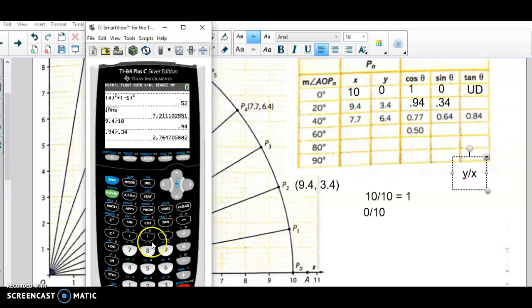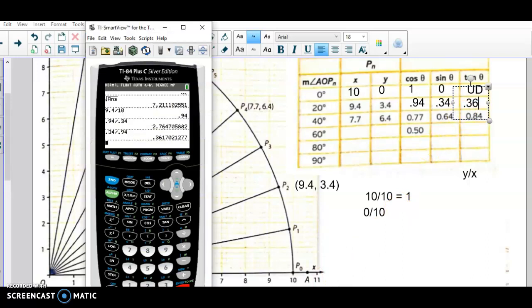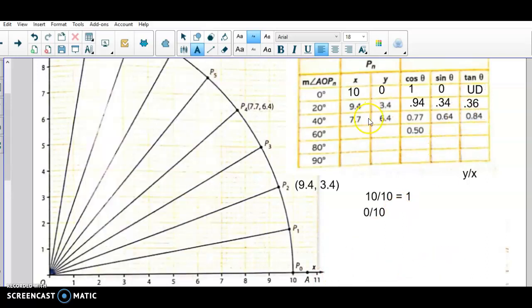So let's delete that. So 0.34 divided by 0.94. Okay, 0.36. That's wrong. So 0.36, okay? Was it 367? No, 361, perfect. So we would do that for all of the points. Just identify what the point is. So this is 7.7 and 6.4. We're not going to spend a lot of time on that, but that's where this comes from.